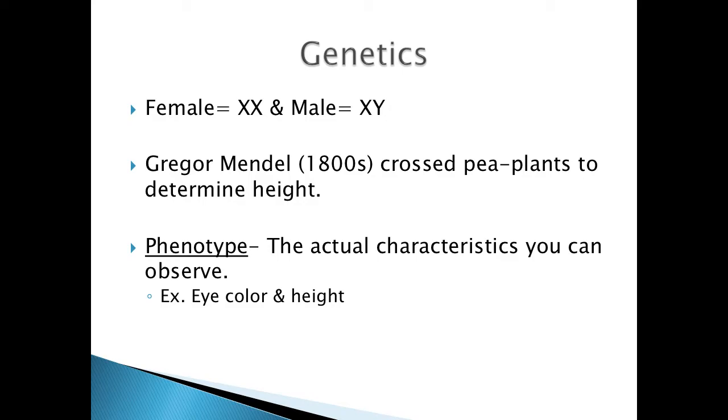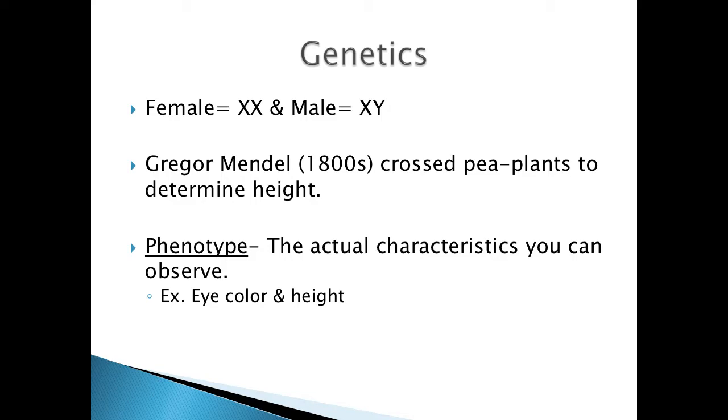Gregor Mendel is considered the father of genetics. He lived back in the 1800s, and what he did was cross pea plants to determine height. He put tall pea plants together with dwarf plants to see what the outcome would be.